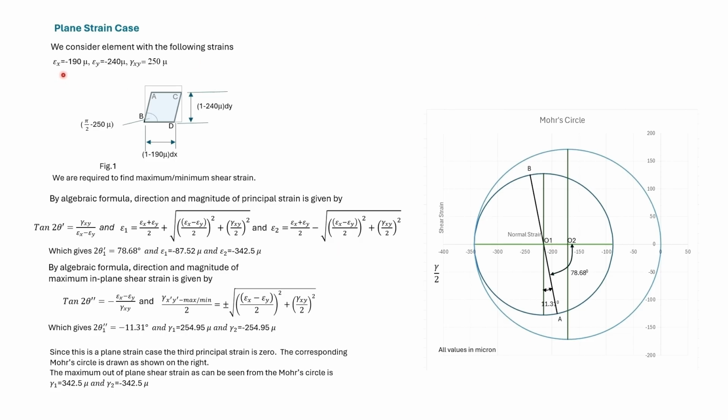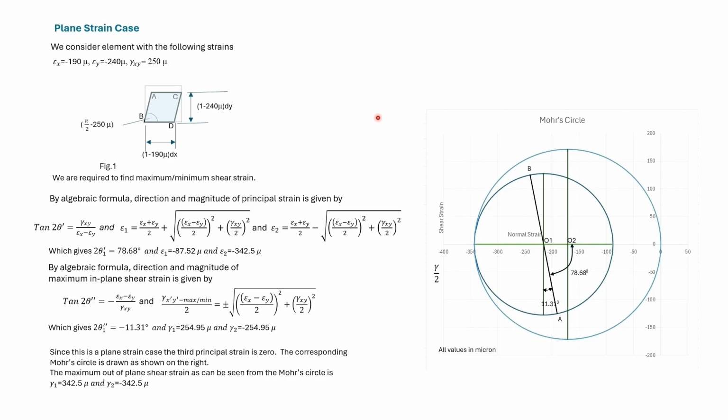Epsilon x is minus 190. So A is plotted with the x-coordinate as minus 190 and with gamma xy divided by 2 as minus 125. For B, epsilon is minus 240 and gamma xy by 2 is 125. So we can plot the Mohr circle of strain for the in-plane case.